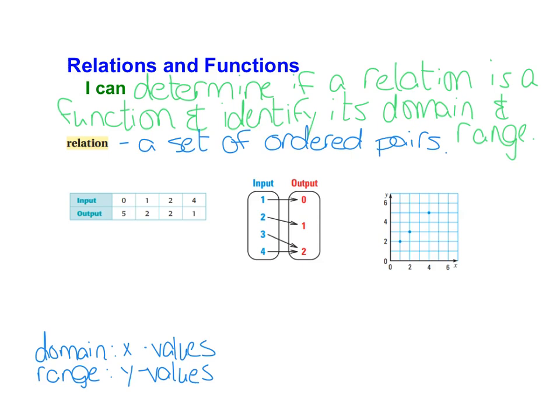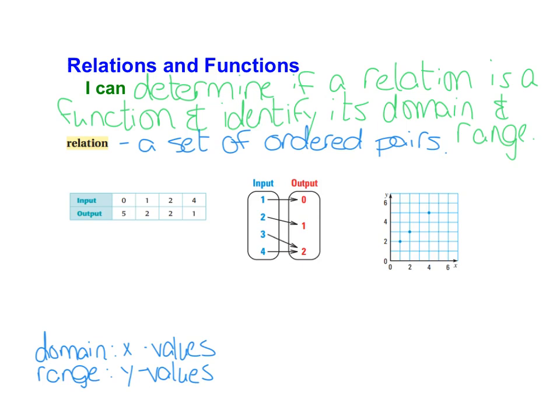And I just read last week a way to remember this. X comes before y. D comes before r. So domain goes with x, range goes with y. May or may not help, but that's something you can use. Okay? Now, when we look at a relation, there are several ways it can be given to us. We're going to look at 3 of the ways today, maybe 4 of the ways.